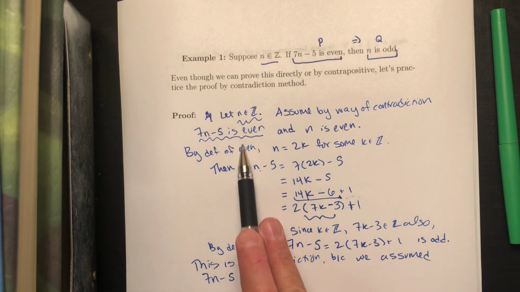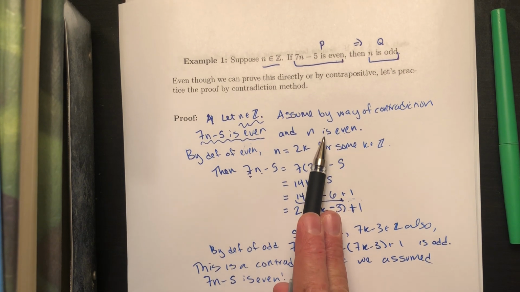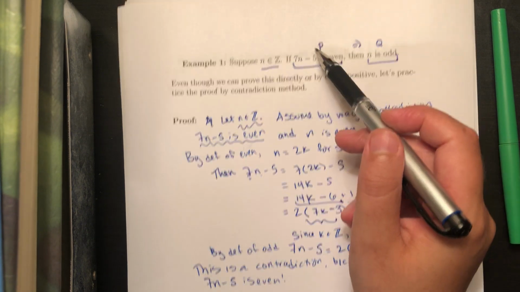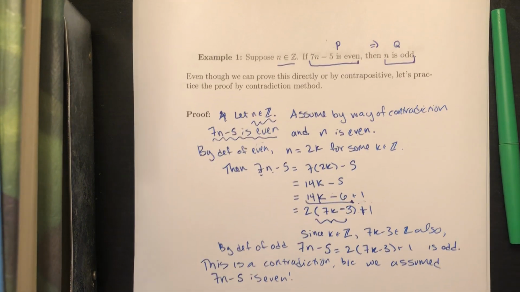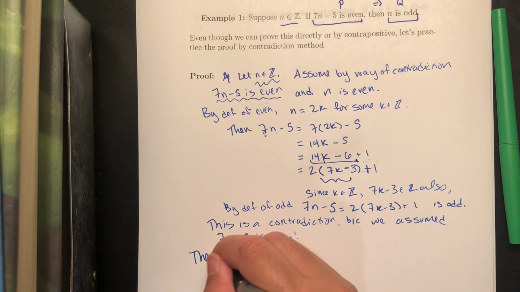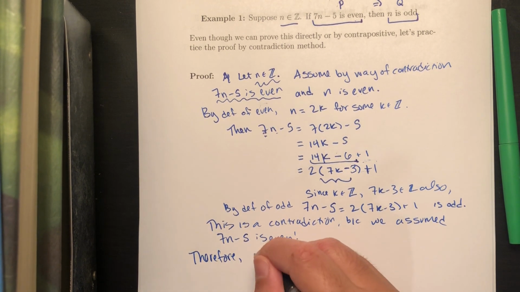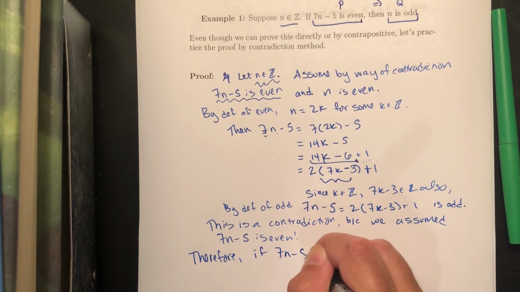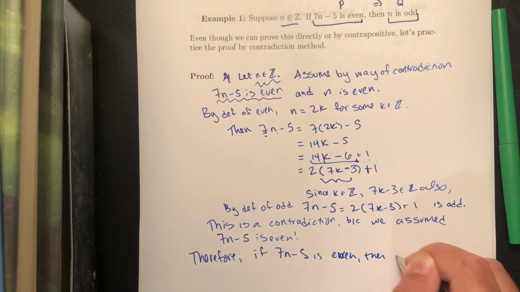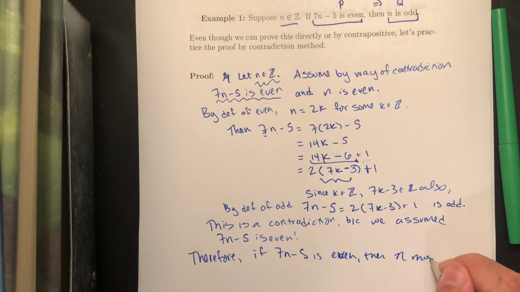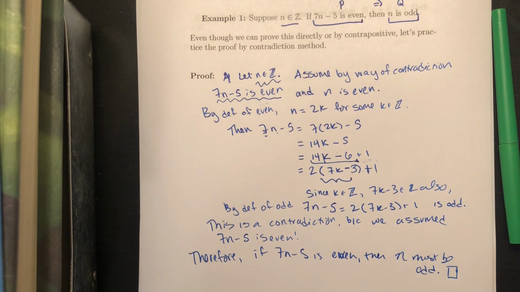There's no way that these two things could both be true, which means the negation of this original statement is false, and so the original statement itself must be true. Therefore, if 7n minus 5 is even, then n must be odd, which is what we were trying to prove.